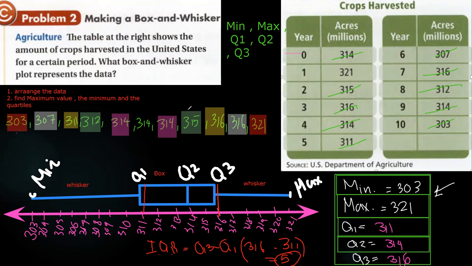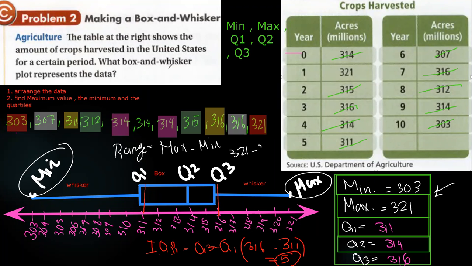Now, who can find the range now? It is the maximum minus the minimum. 321 minus 303 is 18. So IQR is 5, and the range here is 18.